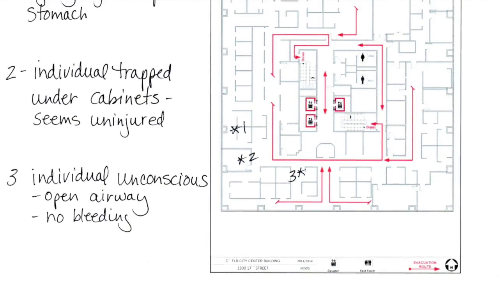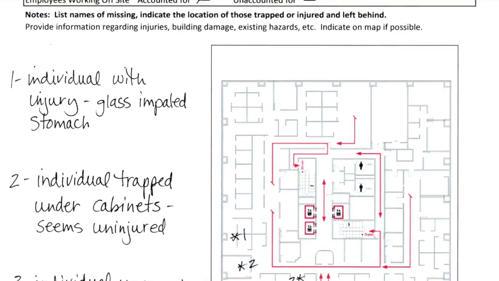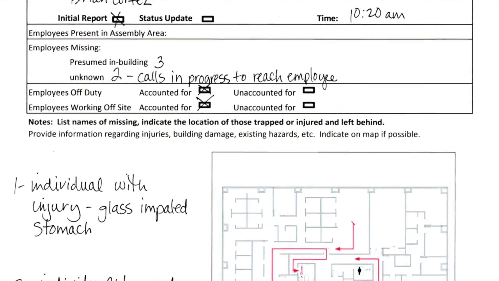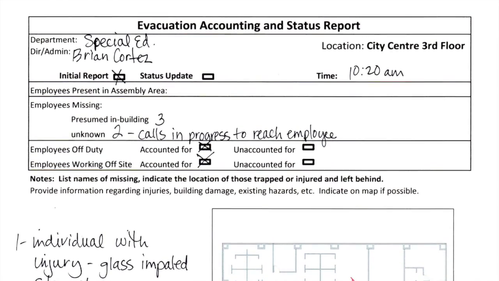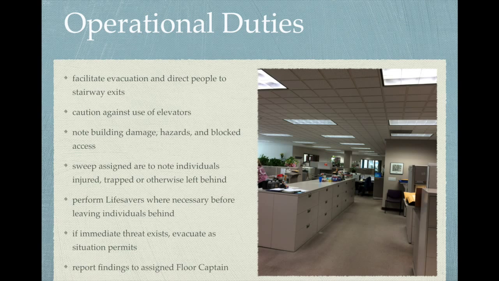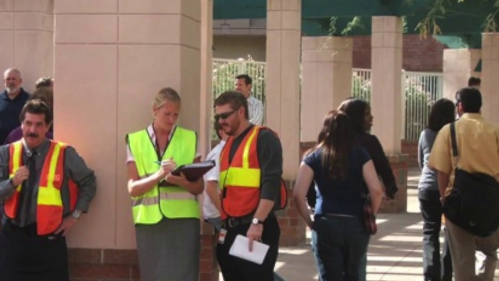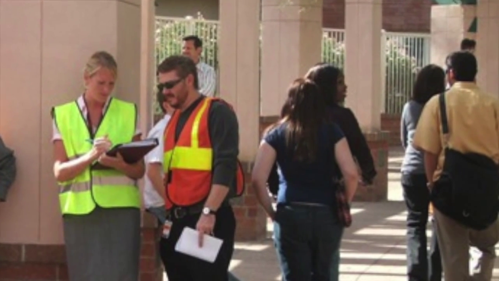If individuals are left behind, the evacuation officer notes whether they are trapped, injured, or any other relevant information. Before leaving an individual behind, evacuation officers perform lifesavers. Lifesavers should take less than 15 seconds per victim and should be performed before leaving the person behind. The elements of lifesavers will be covered in another module in this series. After conducting a sweep of their assigned zone, the evacuation officers report their findings to their assigned floor captain in the assembly area.